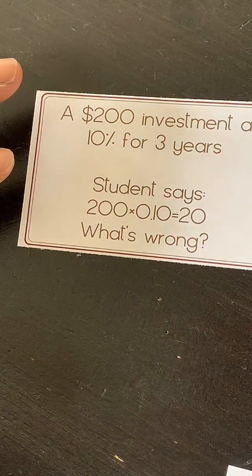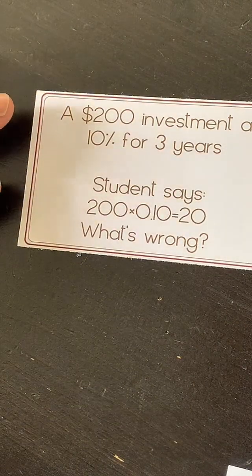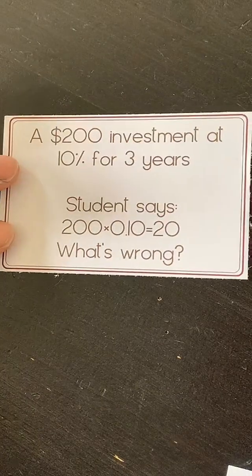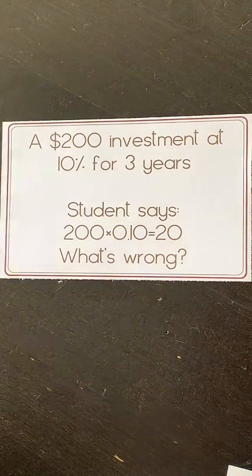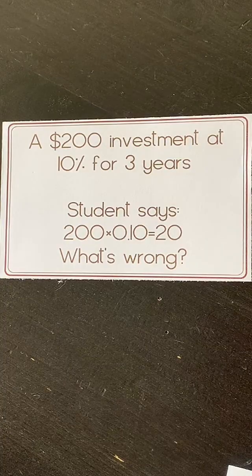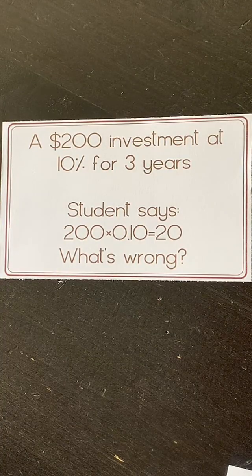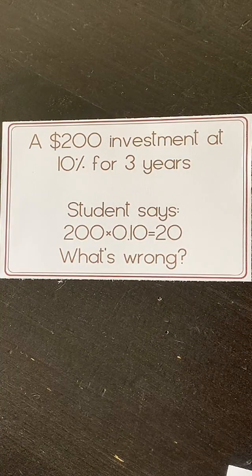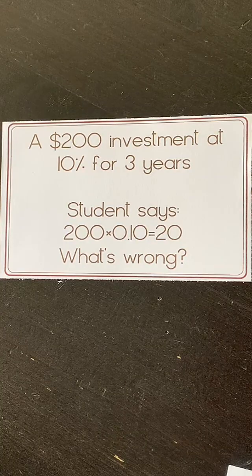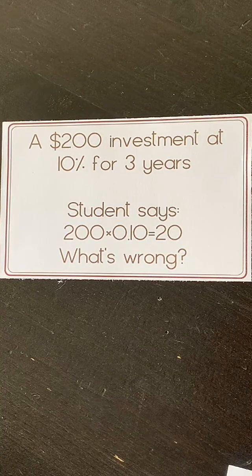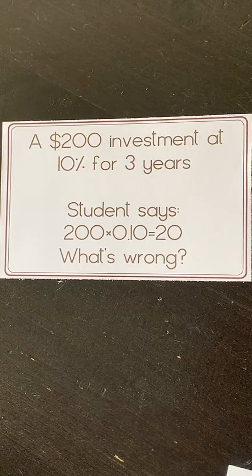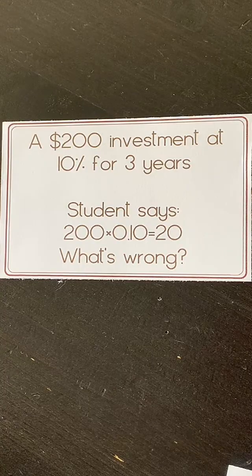I didn't even show you the back of it, but I just broke it down anyway. So anyway, all right, a $200 investment at 10% for 3 years. The student said 200 times my 10% is equal to 20. What is wrong?